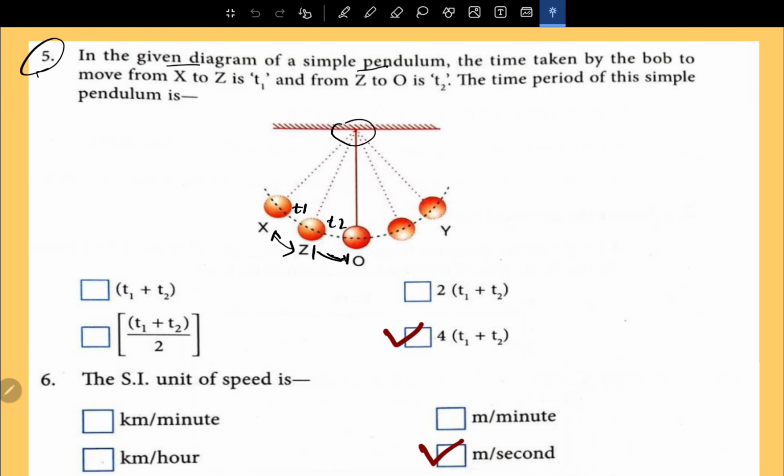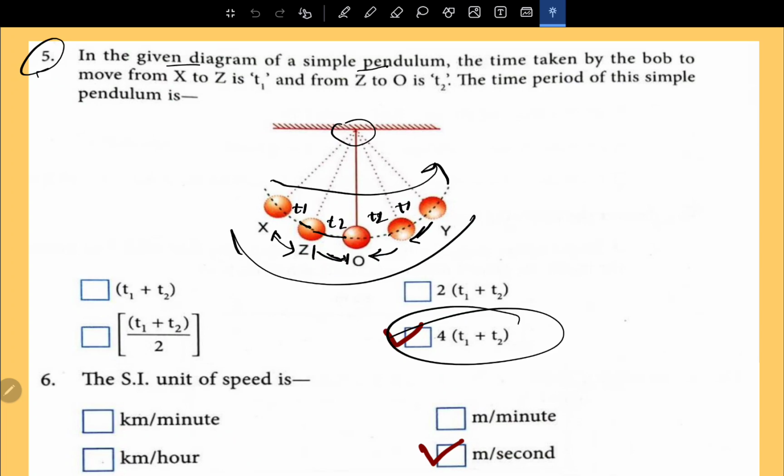Four times it will move from here to here, then here to here, again here to here. All this is T2, T1. So how much? Again it will move from this direction. It will go one round this side and again to this side. So the answer will be this. Question number 6. The SI unit of speed is meter per second.